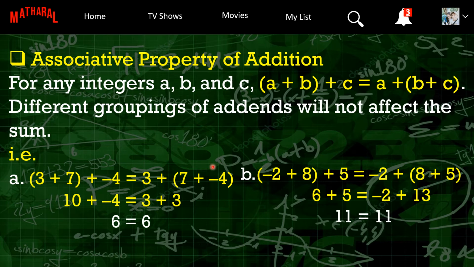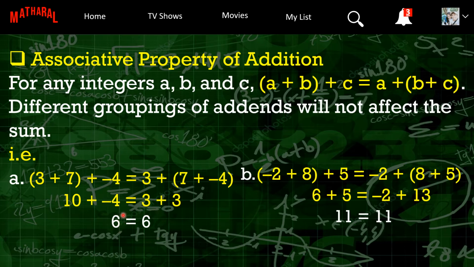3 plus negative 4, applying the rules of adding integers, that is 3. So 10 plus negative 4 on this side, applying the rules of adding integers, that is 6. And 3 plus 3 is 6 also. So we can say that this example is the associative property of addition because it proves that the different groupings of addends will not affect the sum. So, pareho naman po siya ng sagot.